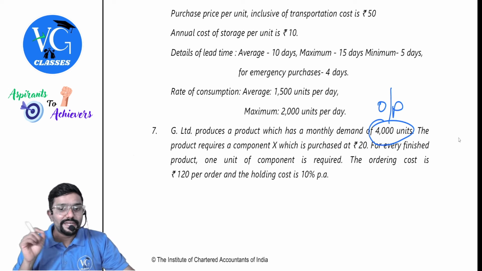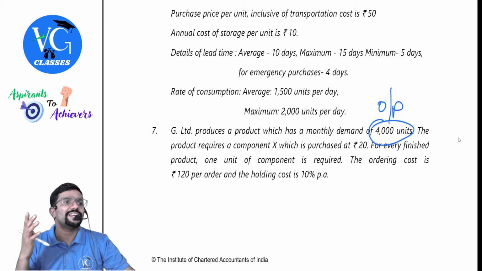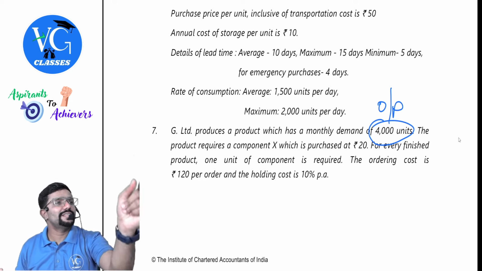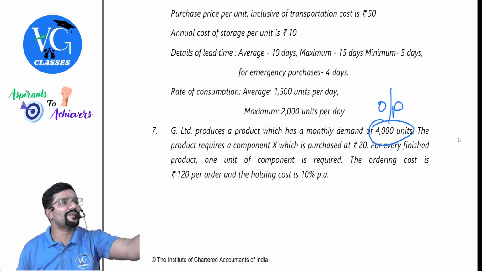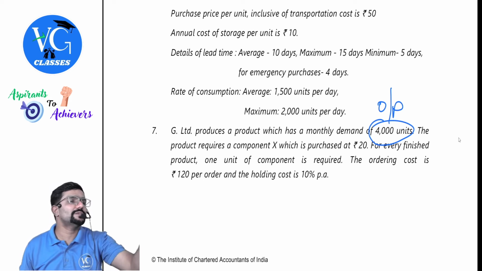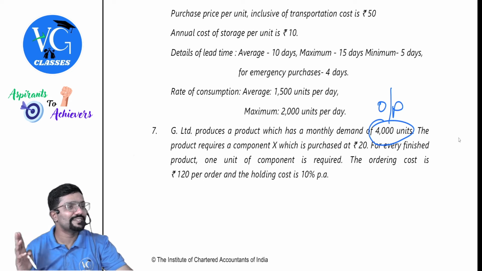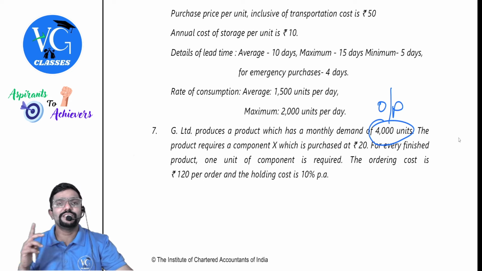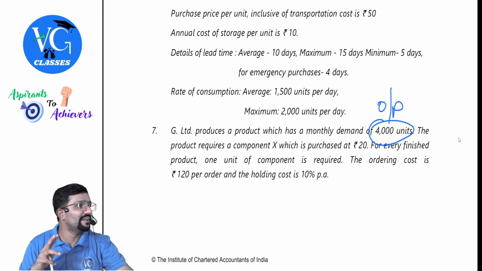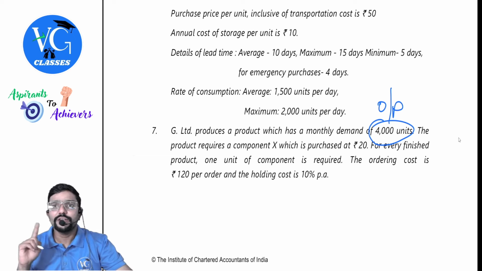The product requires a component X which is purchased at 20 rupees. Now raw material: for every finished product, 1 unit of component is required. Okay, guys. If monthly demand of output is 4,000, monthly demand of raw material is 4,000. If annual demand of output is 48,000, how much for raw material? 48,000. Yes. See, in this question the number is the same. It need not always be the same. For example, what if they give that for each unit of output we require 2 units of raw material? Clear? It will be 8,000 per month. Students, don't assume it will always be 1:1.